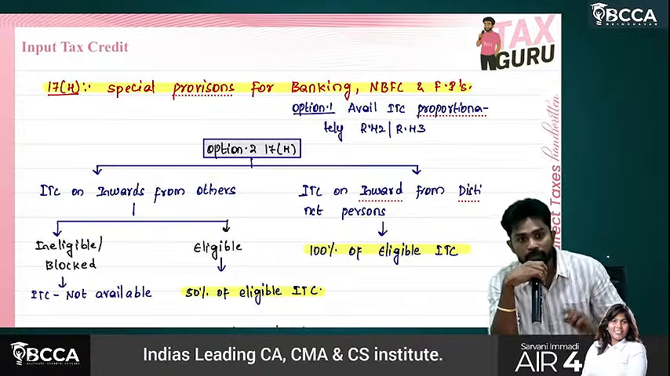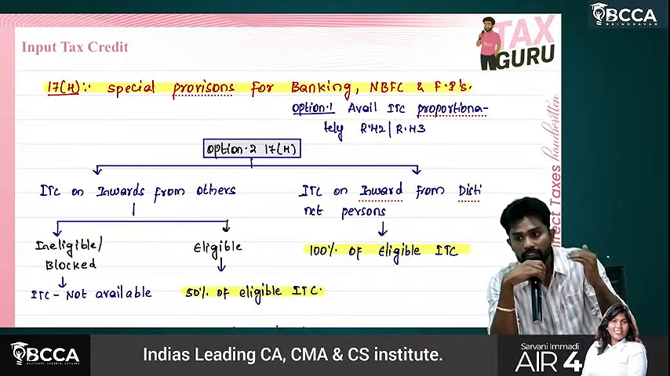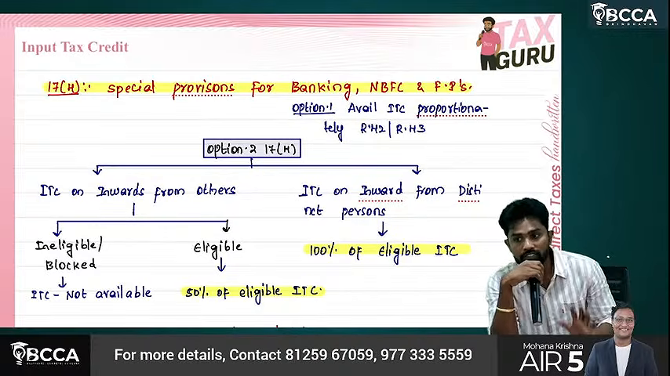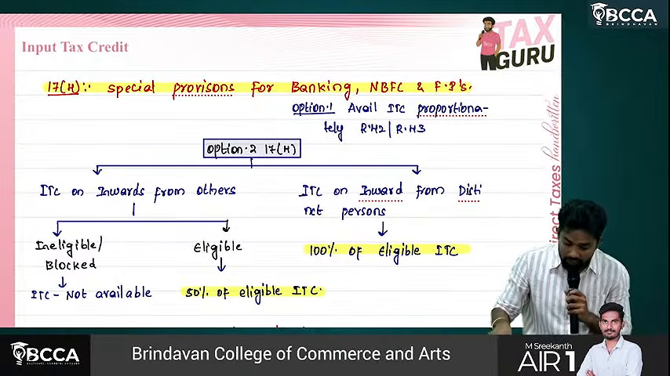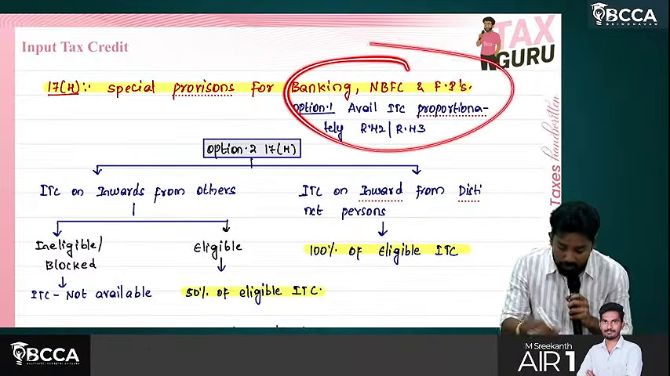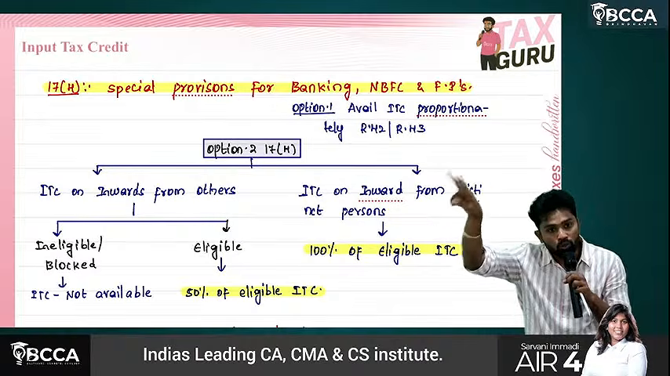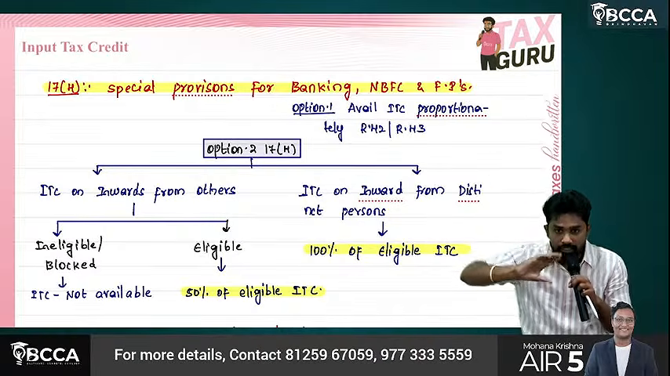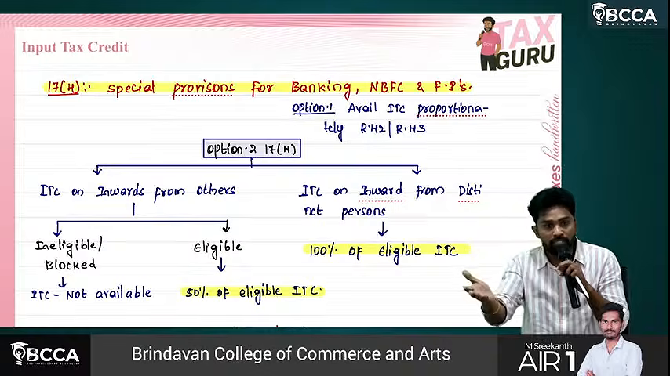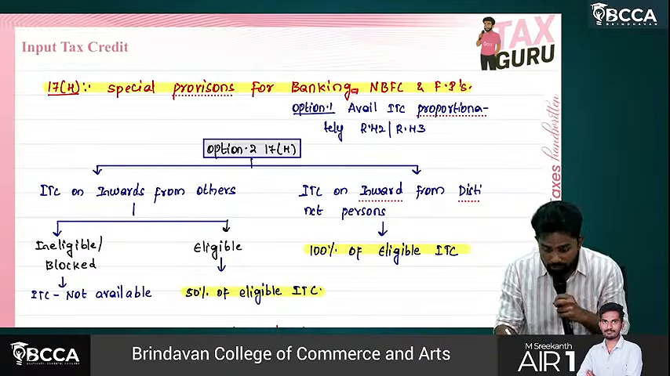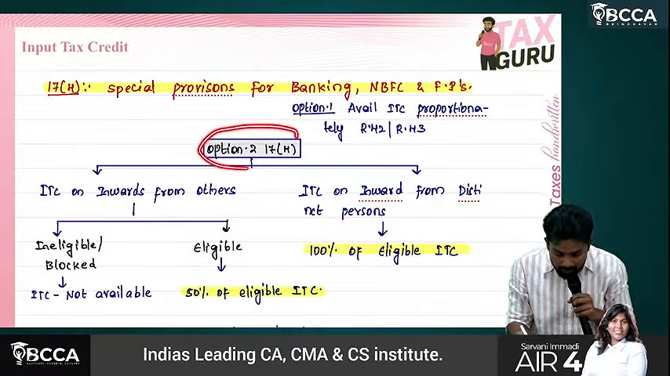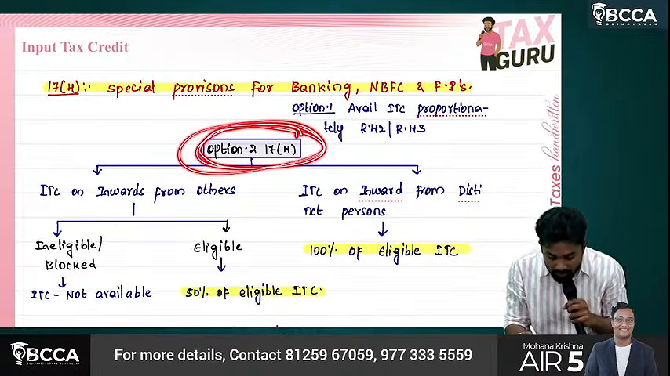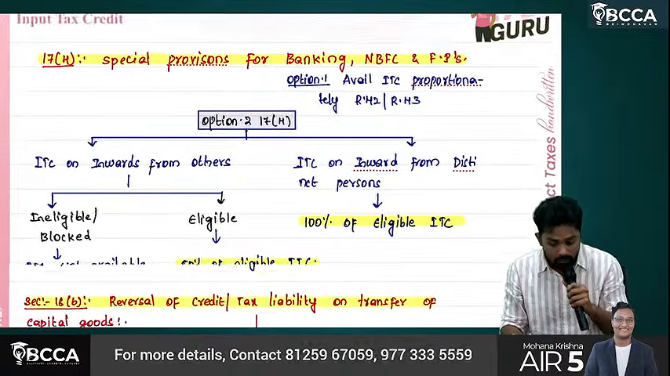Rule 42, rule 43. There is a big format there. How do we calculate and reverse the ITC? Even for banks, that is one option. They can follow rule 42, rule 43 and calculate how much has to be reversed and how much can be availed. That is one option. But for banks and NBFCs, financial institutions, there is even a second option also. Sir, what is this second option?